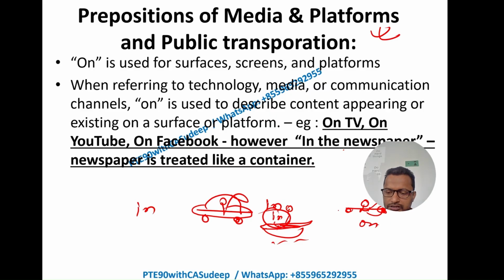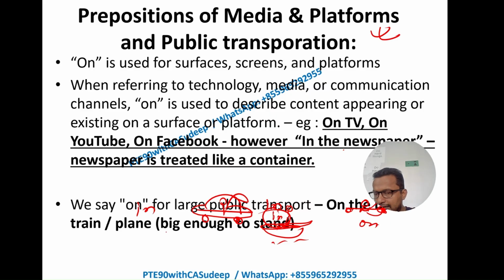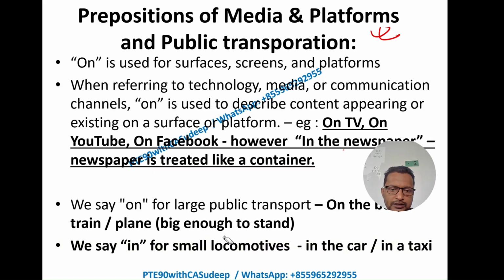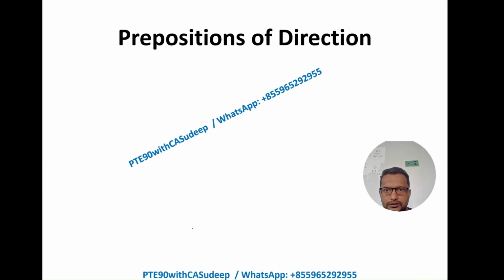So just summing up for you guys, you say on for the large transportations which you will be able to stand, big enough to stand and walk. If not, then we say in for the small locomotives, in the car, in the taxi. So this is an important one. Okay, and then now let's move on.